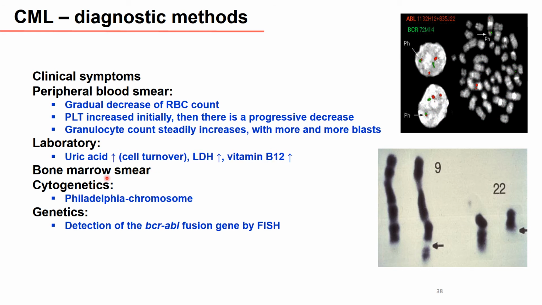But a bone marrow smear should be taken immediately, or cytogenetic evaluation such as showing the Philadelphia chromosome and detection of the BCR-ABL fusion gene. Usually this is the easiest and the fastest way to detect it, by FISH. And if you do see this fusion gene, immediately you can say that the patient has chronic myeloid leukemia.